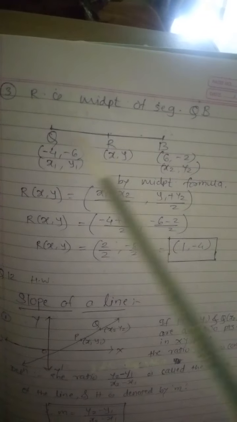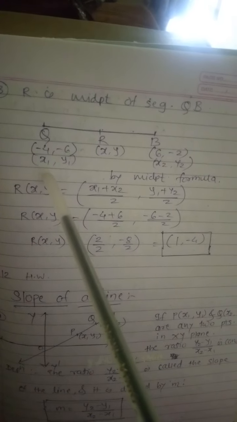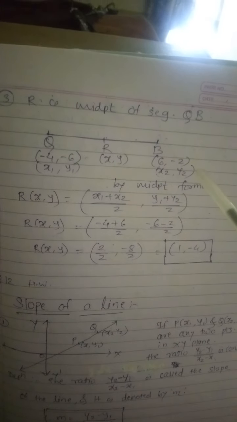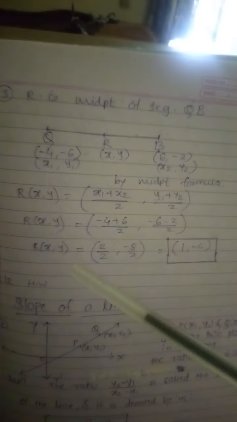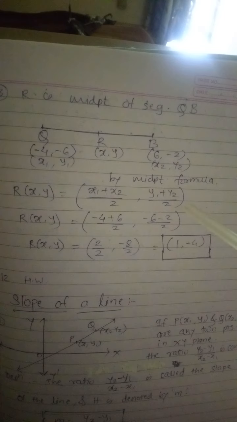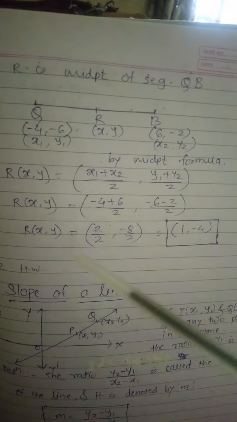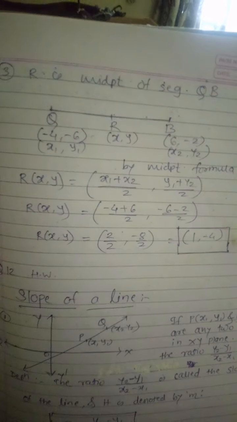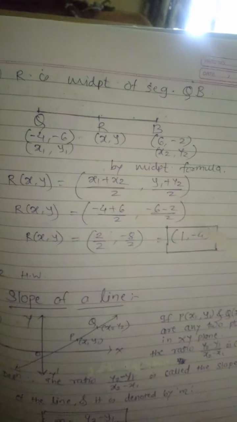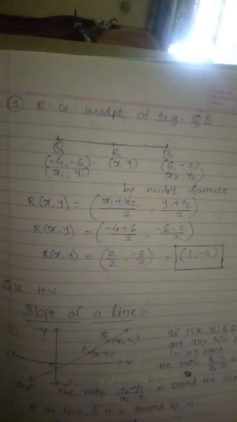Just drawing the rough figure, that is QB, with R as the midpoint. You know the coordinates of Q, that is x1, y1, and the coordinates of B are 6 and minus 2. So using the midpoint formula, R(x, y) is equal to (x1 plus x2) upon 2, (y1 plus y2) upon 2. Put in all these values and you will get the coordinates of R as 1 and minus 4. And similarly you have to find out question number 12.